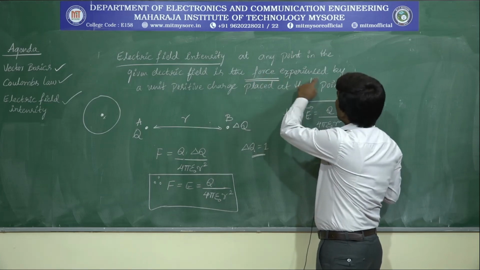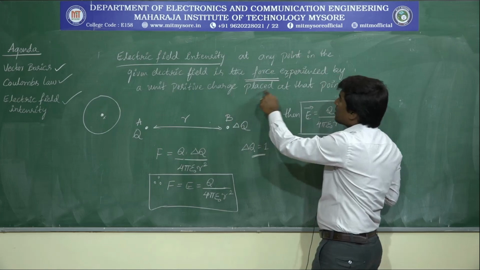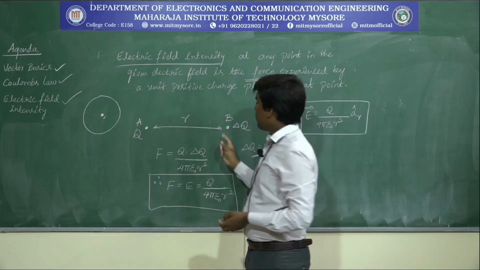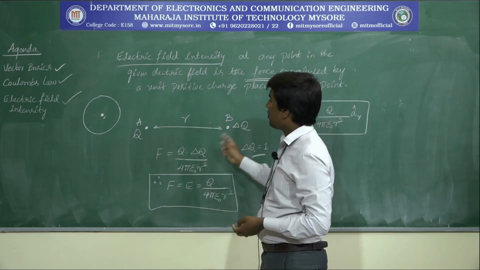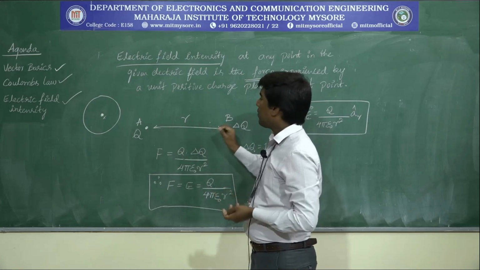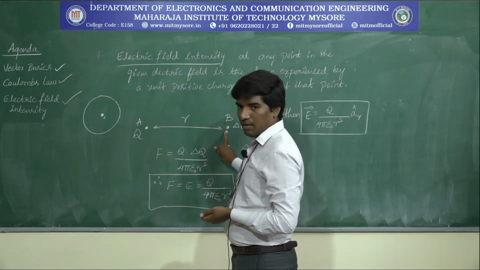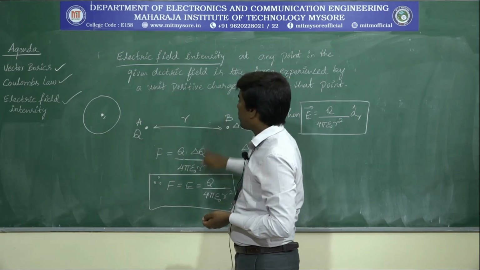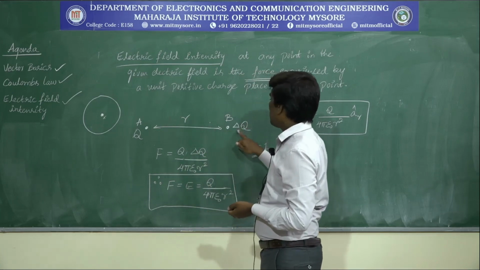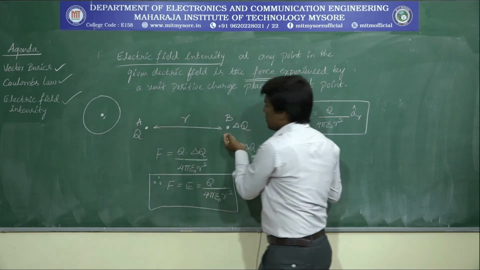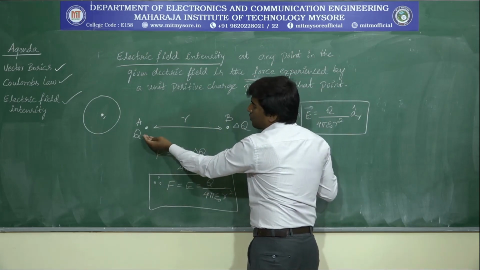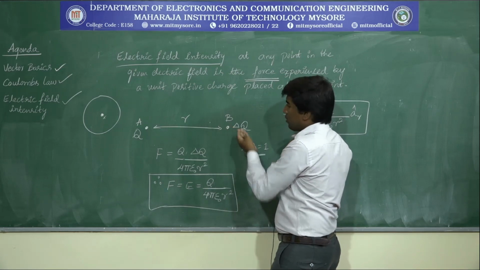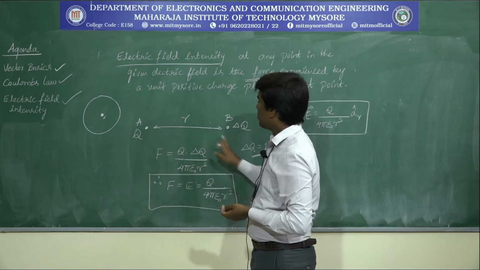The electrostatic force experienced by a unit positive charge placed at that point is considered as electric field intensity. In mathematical form, it can be represented like this. Before going to this, let us see how this has been defined. Let us consider 2 points A and B. At point A, the charge is Q, which creates an electric field around it, and at point B, the charge is delta Q, a small test charge placed in the field of Q. The distance between points A and B is r.